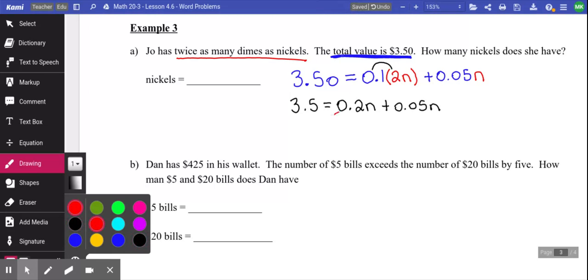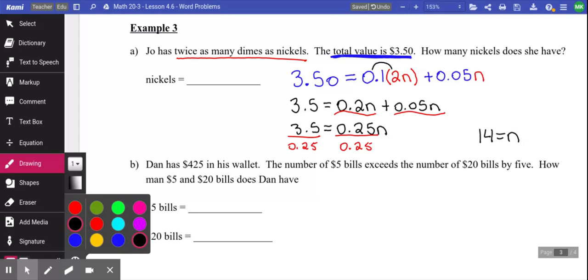Awesome. I then collect my like terms. I have 0.2n plus 0.05n. If I add those together, 0.2 plus 0.05 in my calculator, I get 0.25n's. My last step was to get those n's by itself, so I'm going to divide 0.25 to the other side. If you do that, I believe you're going to get 14 equals n.